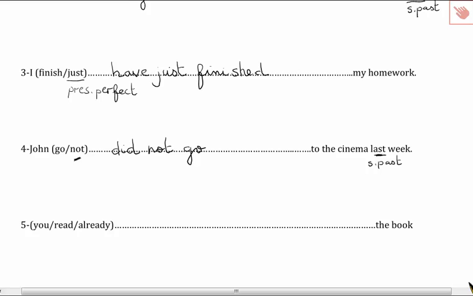Finally, you read already the book. This is a question. I need to see whether "already" goes with the simple past or the present perfect. Already is an indicator of the present perfect. And I'm going to make a question starting with have plus subject you. You write your indicator already plus the past participle form of the verb read. So: have you already read the book?